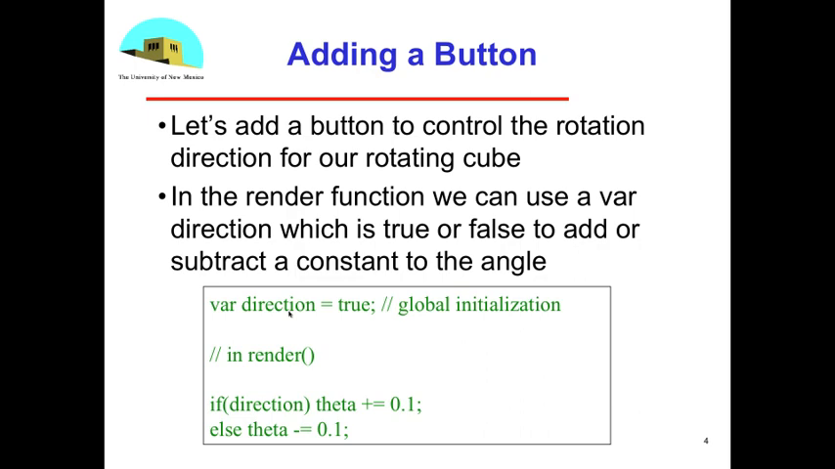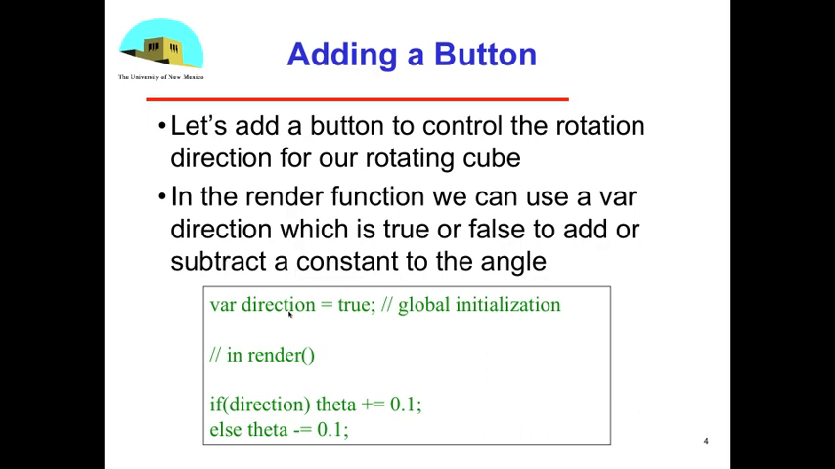If you look at the render function, it's really just adding a new variable, direction, which we can initialize somewhere outside of our init function, so it'll be global, and start off with true. Then every time I push the button, it's going to change direction from true to false or false to true. If it's true, I'll increment theta each time I go through the render loop, and if it's false, I'll decrease theta. So a very, very simple action that I can add.